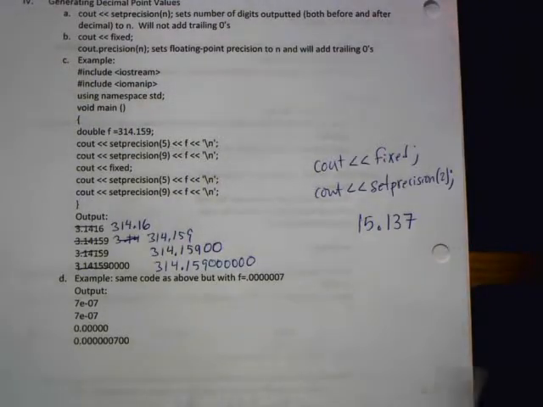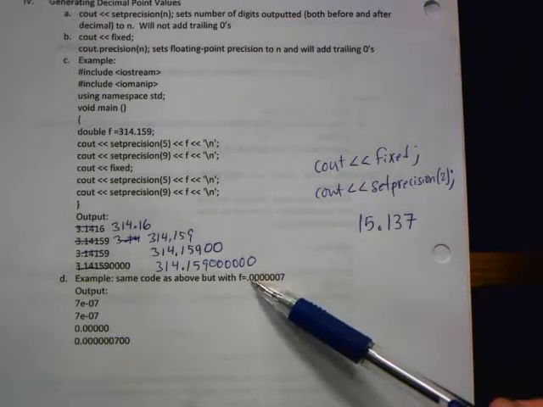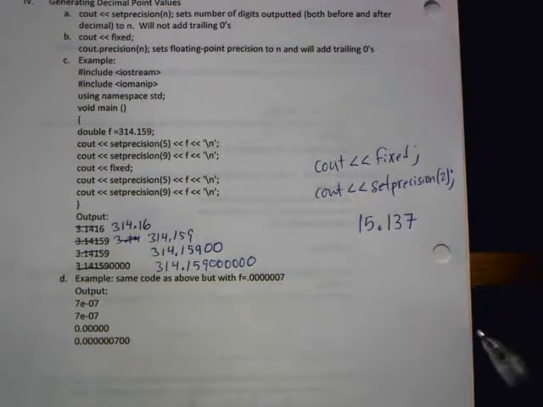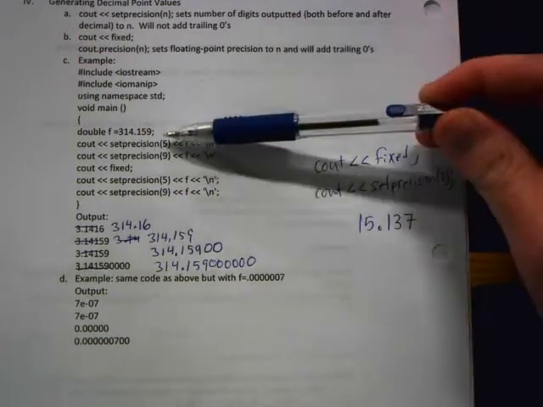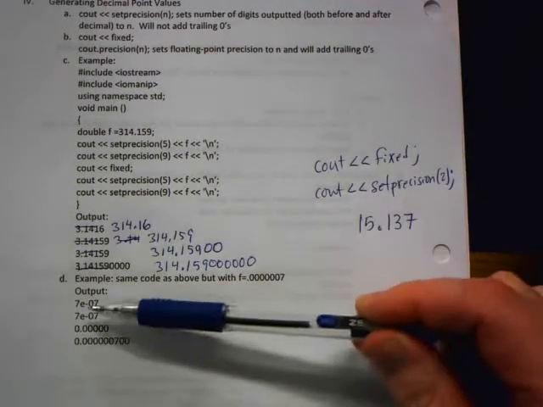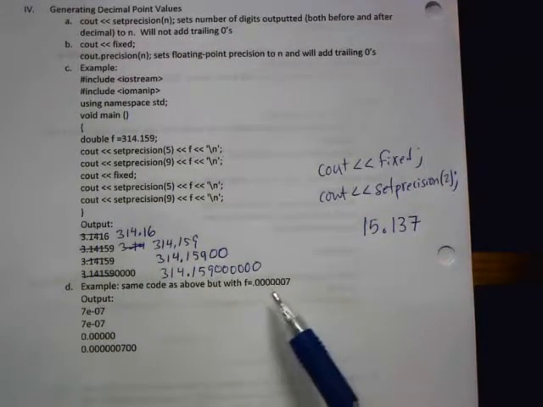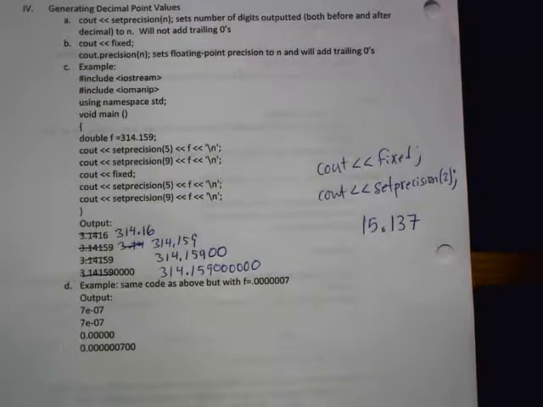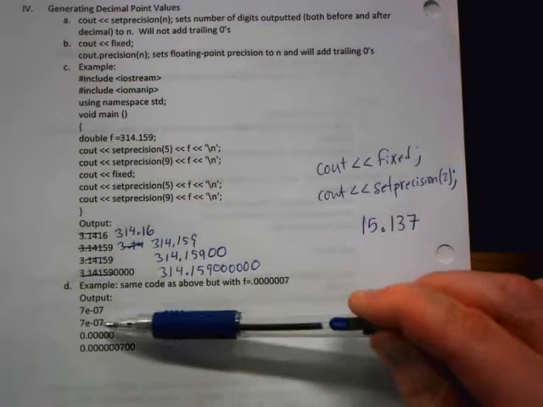All right, so same code as up above, but now F is the number point 0, 0, 0. How many zeros are there? 1, 2, 3, 4, 5, 6, 7 zeros. So if there are now 7 zeros and then the number 7, and you say set precision 5, it's going to give you your answer in scientific notation, because there's too many things there for it to print. Even if you try doing set precision 9, it's going to give you scientific notation.